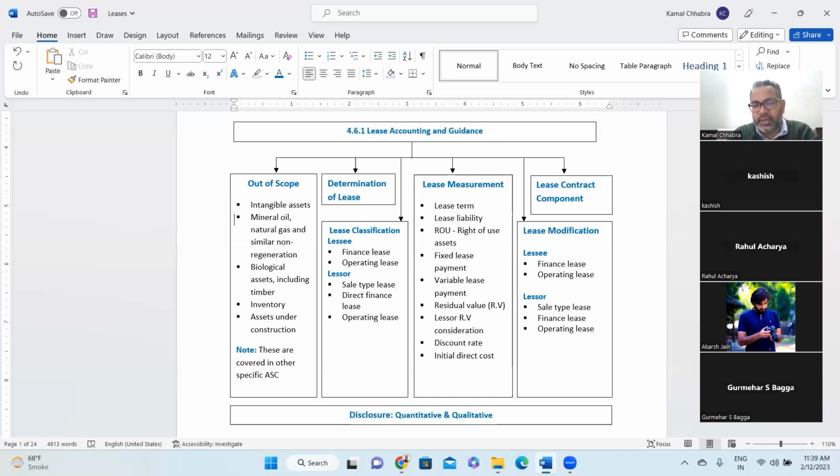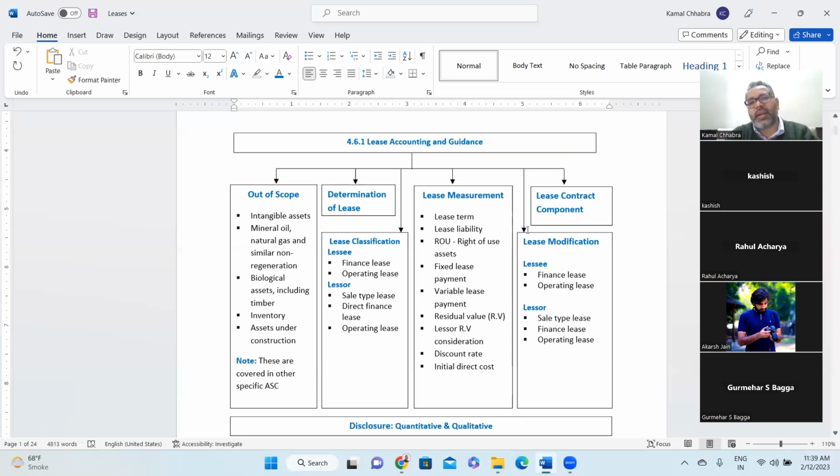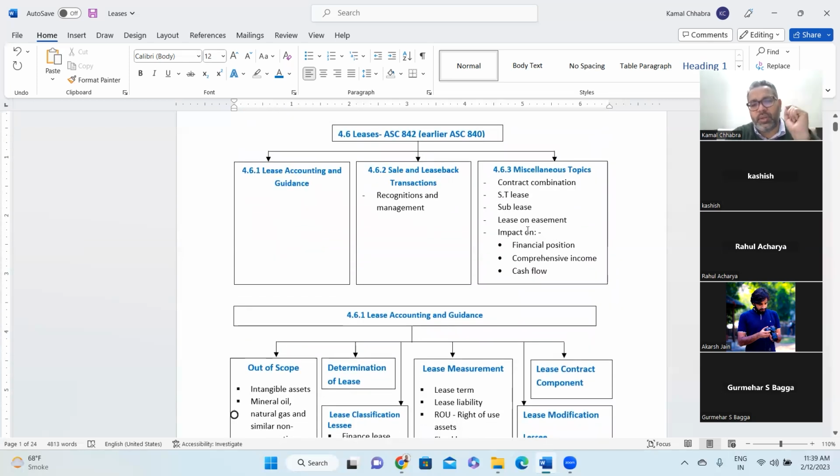And we'll be understanding in detail, one by one, all the concepts for lease accounting and guidance. After that, we'll jump into lease sale and leaseback transactions. And lastly, some miscellaneous topics, which are contract combination, short-term lease, sublease, lease on easement, and the impact of leases on financial position, comprehensive income, and cash flow statement. Right? So this is what we're going to study in ASC 842.